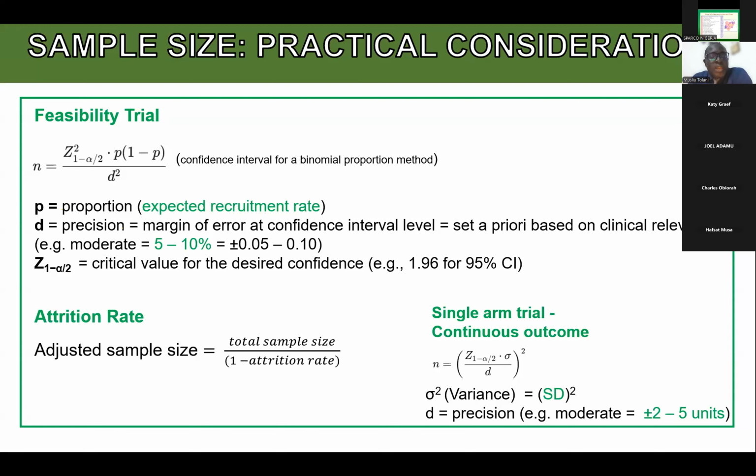For trials too, one needs to account for dropout, and the adjusted sample size will be calculated by dividing the total sample size by 1 minus the attrition rate.